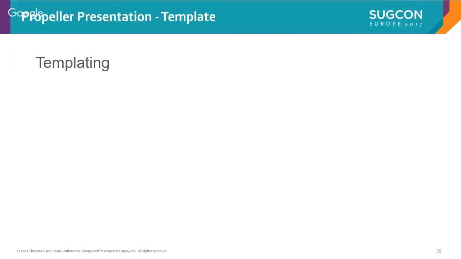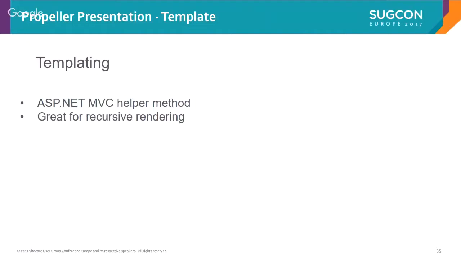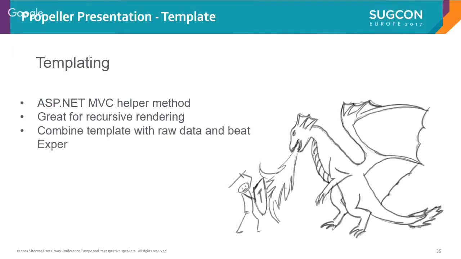Now, these templates are just ordinarily ASP.NET MVC helper methods, and they're especially useful for recursive rendering, but we can actually also use them to our advantage and kind of beat the experience editor by combining raw data with these templates, which gives us a way of switching between renderings.